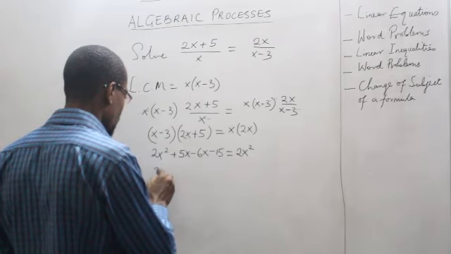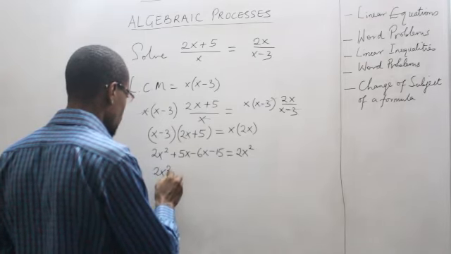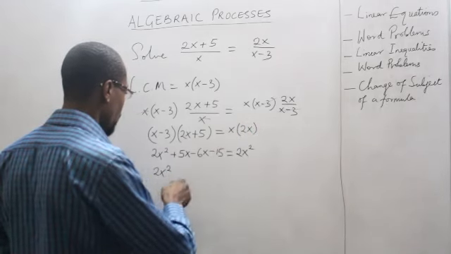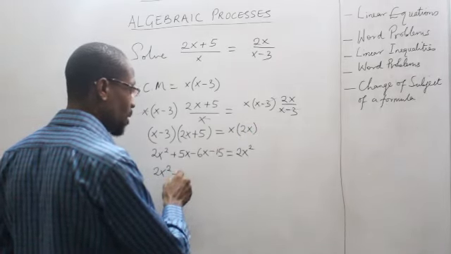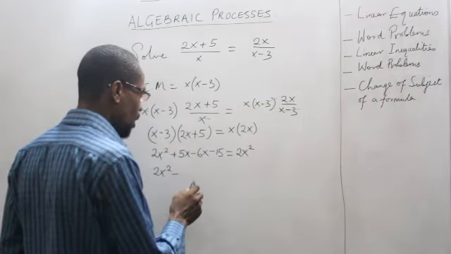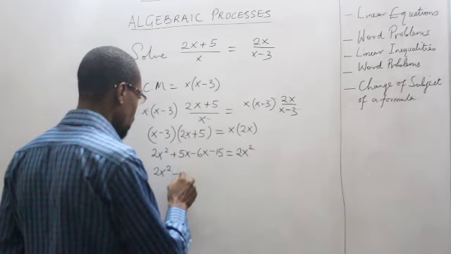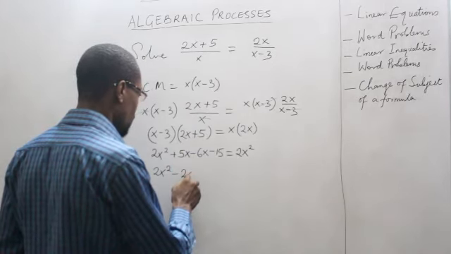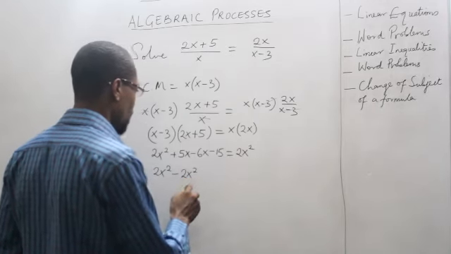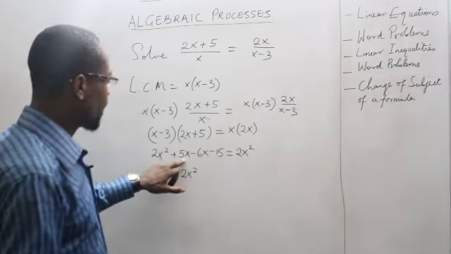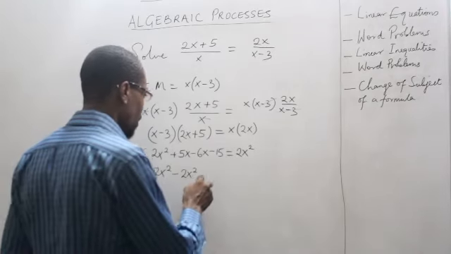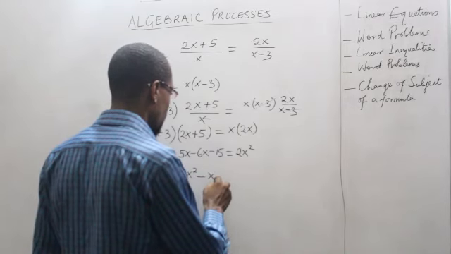We collect like terms, we say 2x squared. This x squared term we will bring over here, and the sign changes as it crosses the equality sign to a negative term, and then we have x plus 5x minus 6x. That gives us minus x.